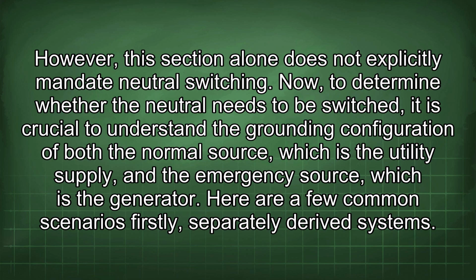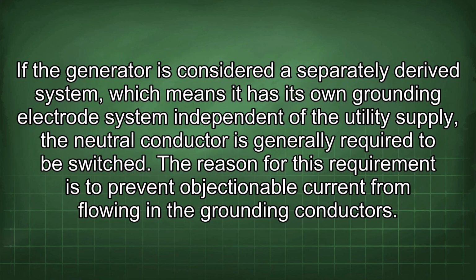Now, to determine whether the neutral needs to be switched, it is crucial to understand the grounding configuration of both the normal source, which is the utility supply, and the emergency source, which is the generator. Here are a few common scenarios. Firstly, separately derived systems. If the generator is considered a separately derived system, which means it has its own grounding electrode system independent of the utility supply, the neutral conductor is generally required to be switched.